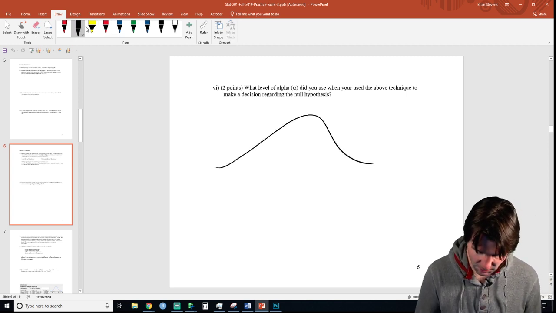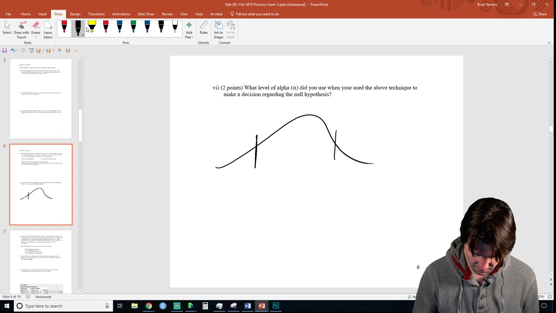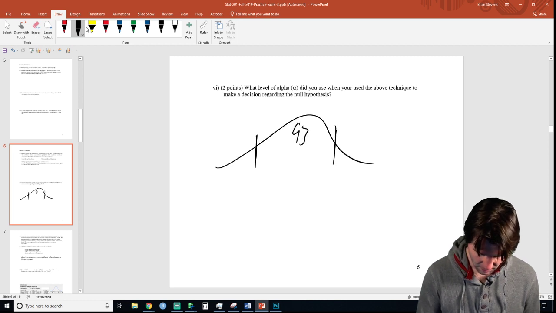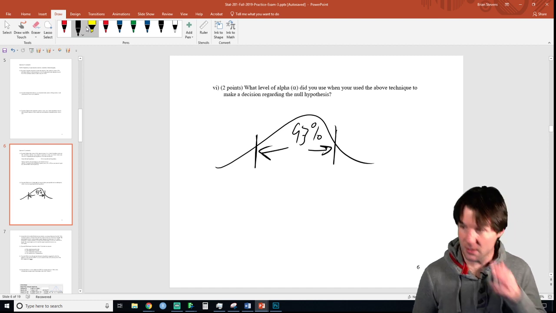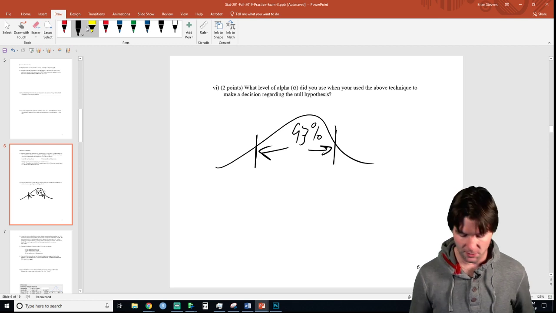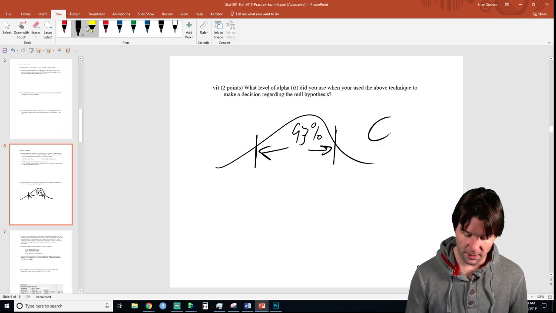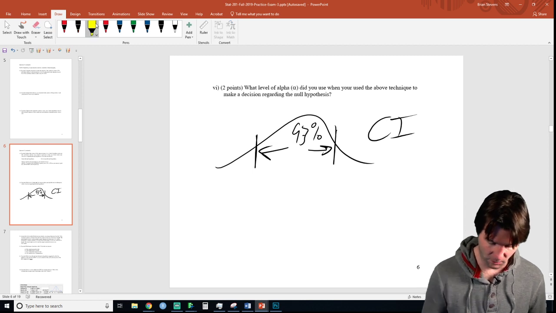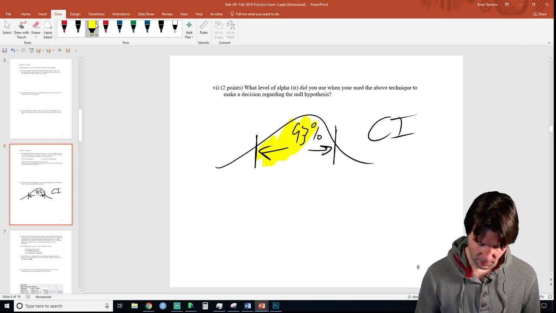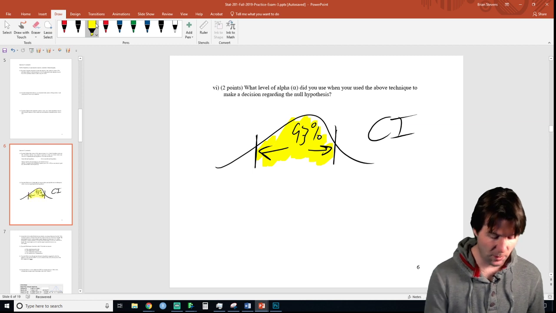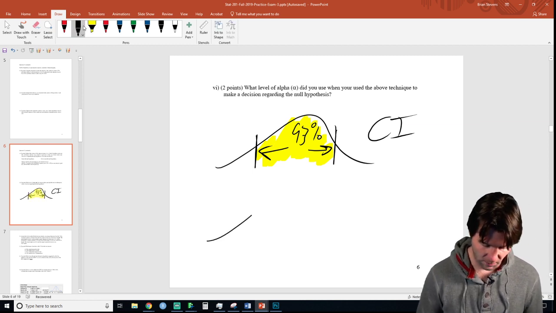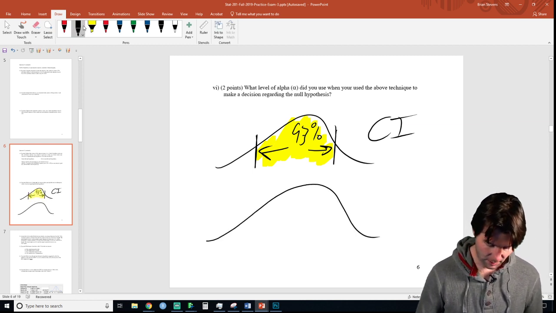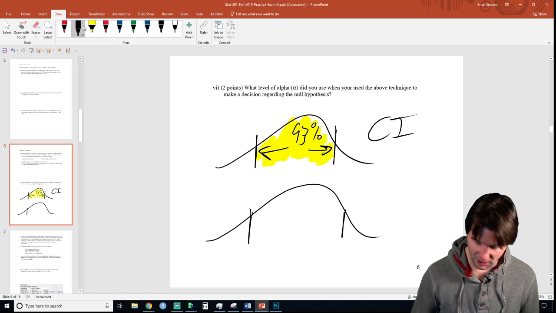If you build a 93% confidence interval, that is the same as doing a two-tailed test. So this is a confidence interval right here, but a 93% confidence interval, we'll shade this in so that way it doesn't cover it up. A 93% confidence interval is the same mechanically as doing a two-tailed test.